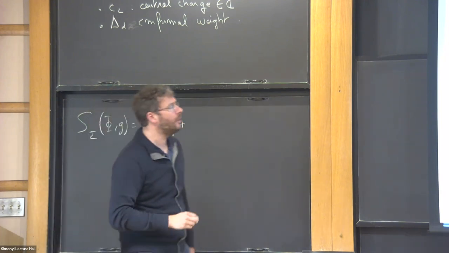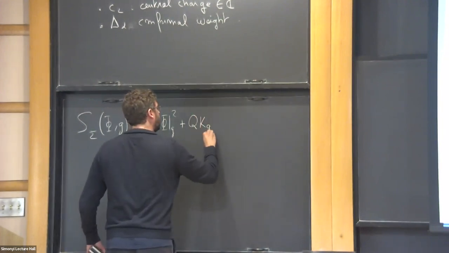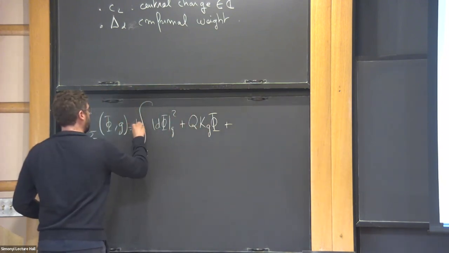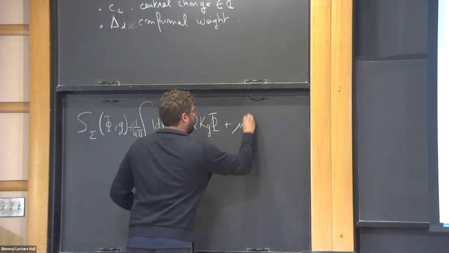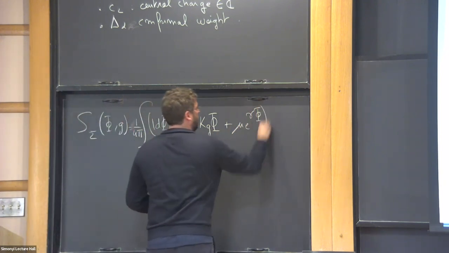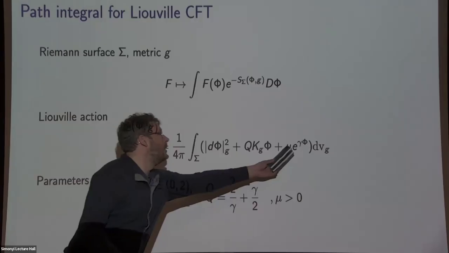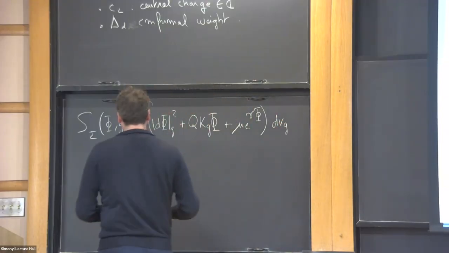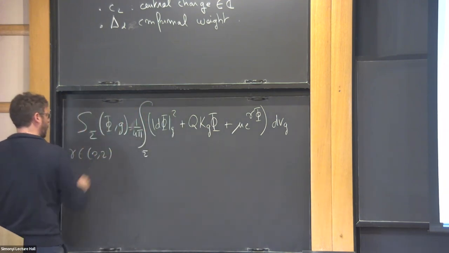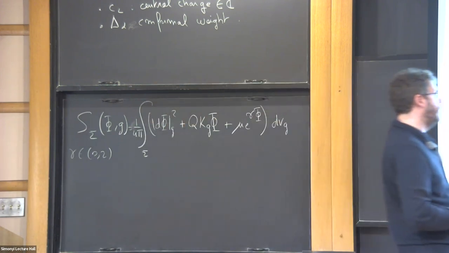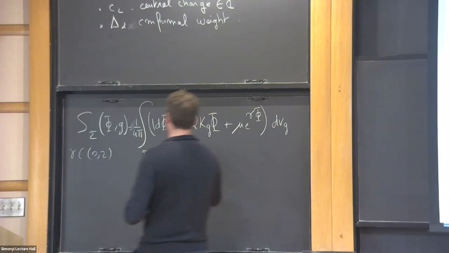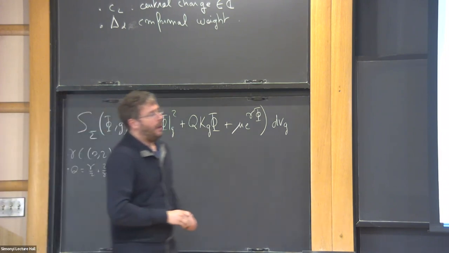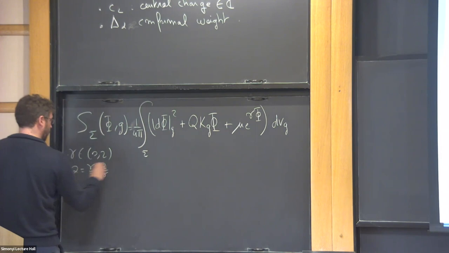Plus Q times the Ricci scalar curvature times phi, with a factor of one over four pi, which is just for renormalization, plus the interaction term. And this is the interesting part of the theory: I have to integrate the exponential of my field on my surface. We're going to talk about Liouville today for gamma in (0,2). There are two parameters, gamma and mu. Q is related to gamma, so it's a redundant parameter. And mu is positive, called the cosmological constant.